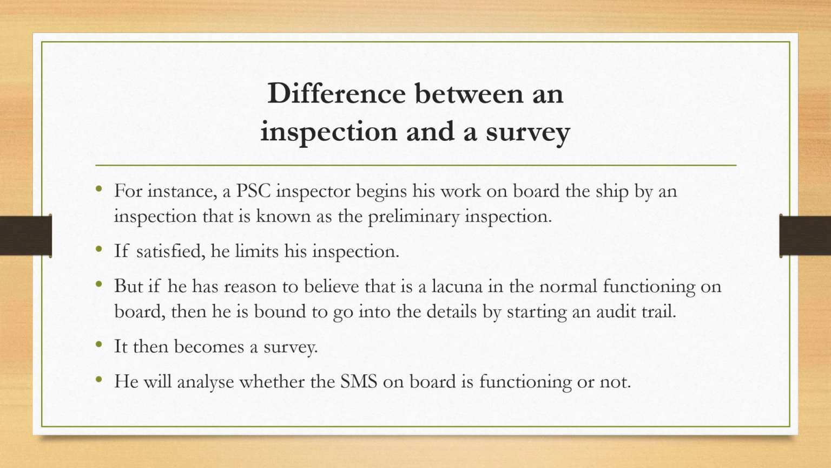For example, a port state control inspector begins his work on board the ship by an inspection that is known as the preliminary inspection. If satisfied, he limits his inspection. But if he has reason to believe that there is some kind of a gap or lacuna in the normal functioning on board, then he is bound to go into the details by starting an audit trail. That turns into a survey. He will then analyze whether the SMS or the safety management system on board is functioning or not.